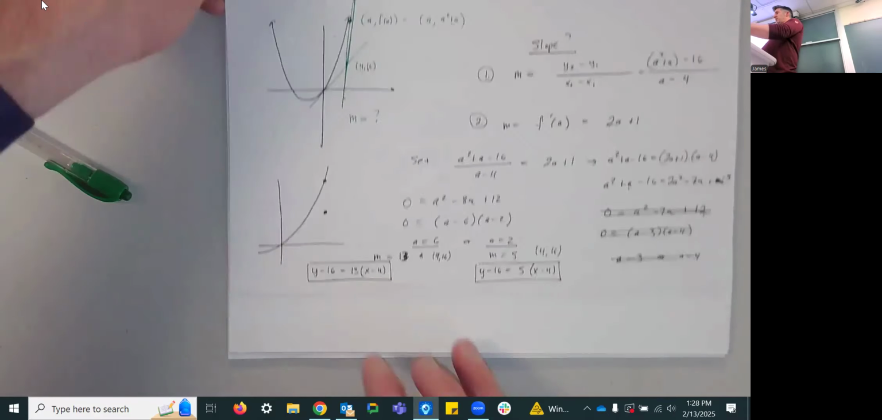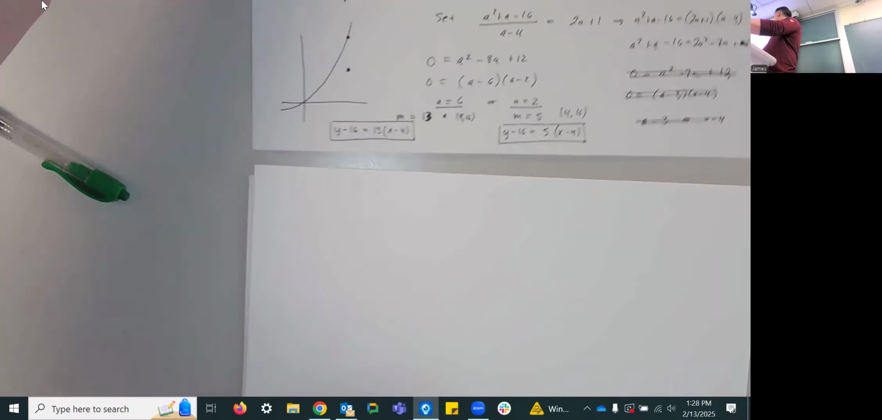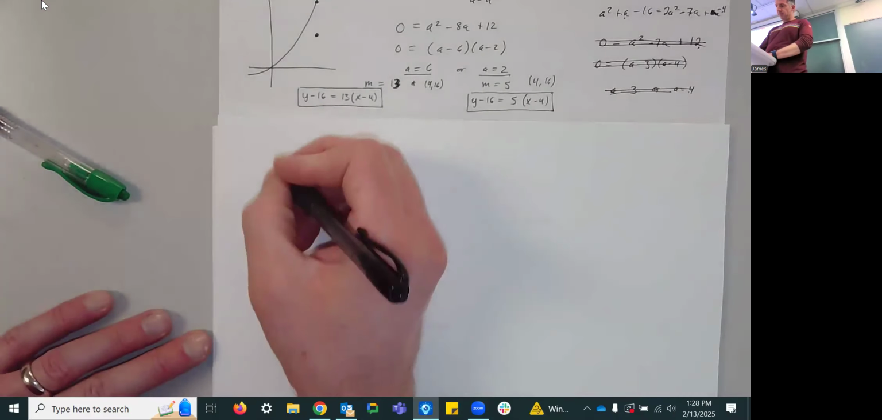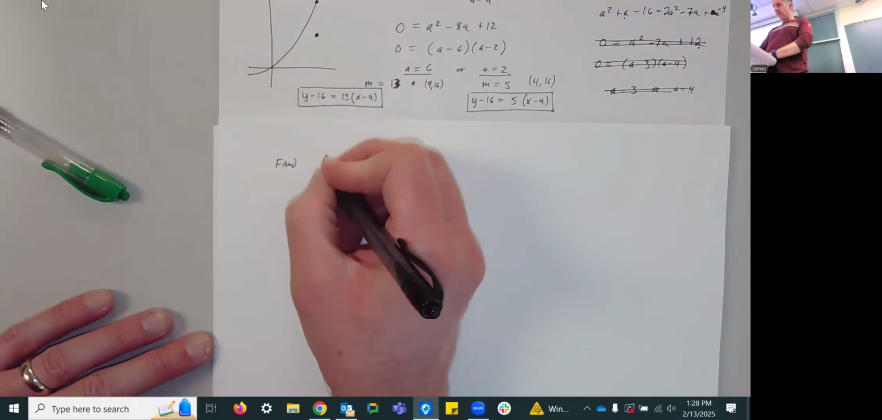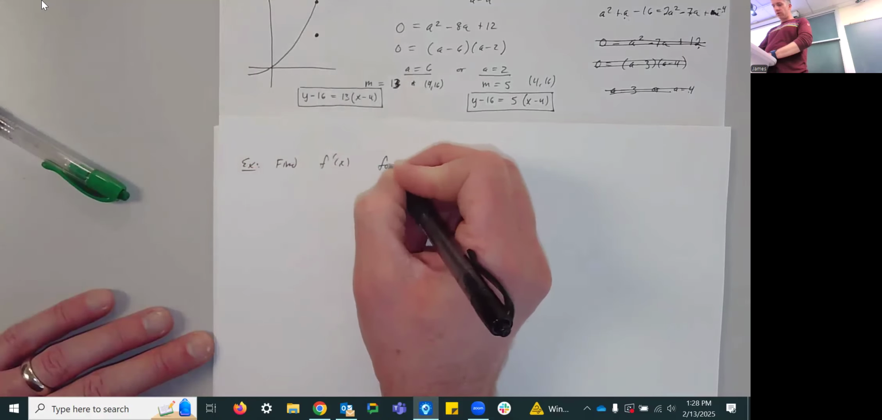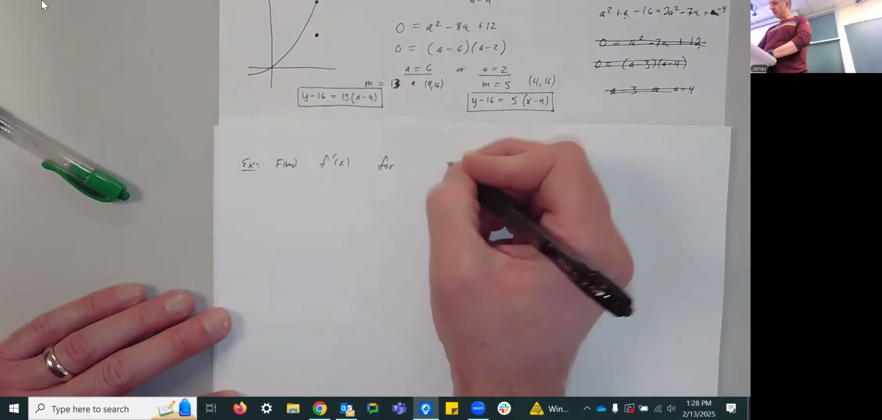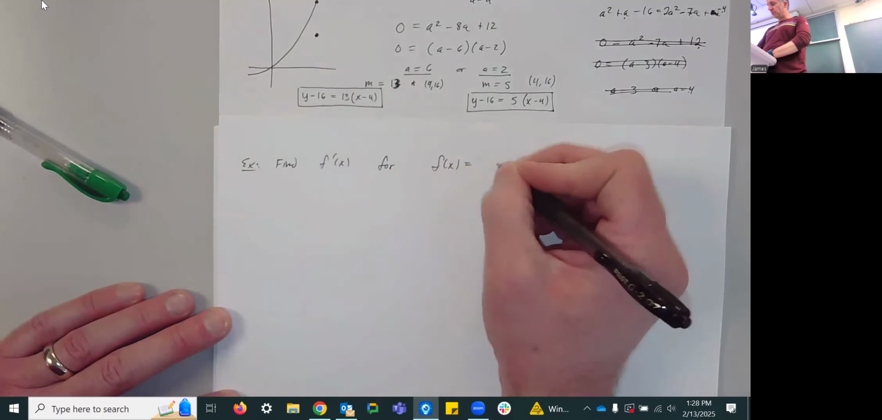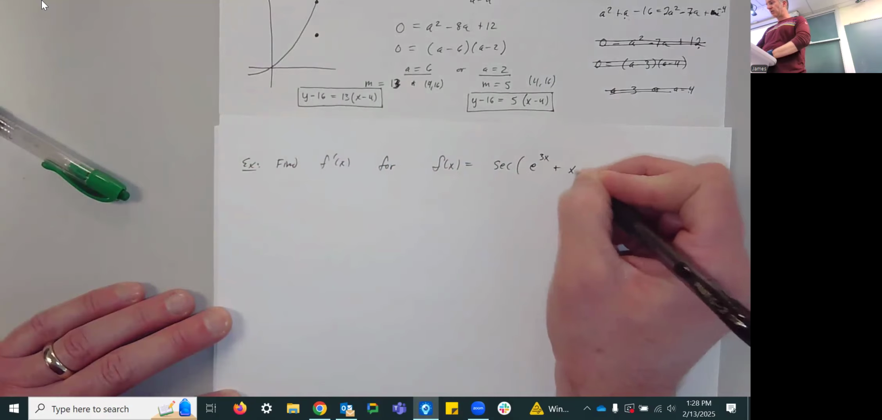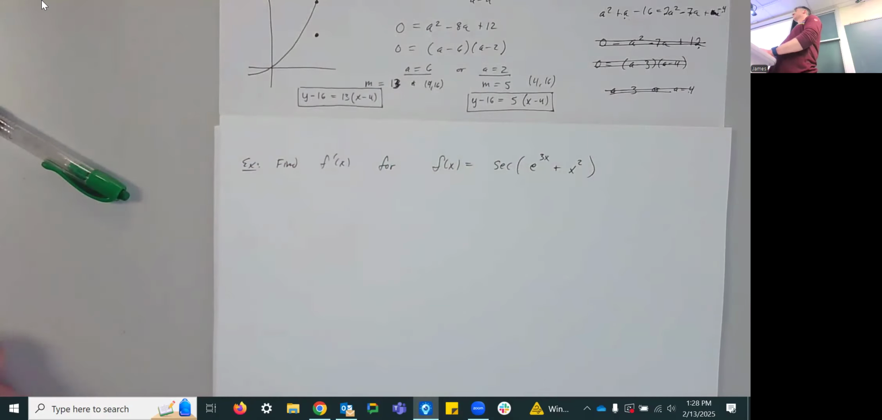So let's remind ourselves of the chain rule. We were talking about that last time. Let's see here. I've got some good ones. Yeah, let's look at that. Let's say we want to find f prime of x for, what have I got here? Yeah, sure. f of x equal to secant of e to the 3x plus x squared.